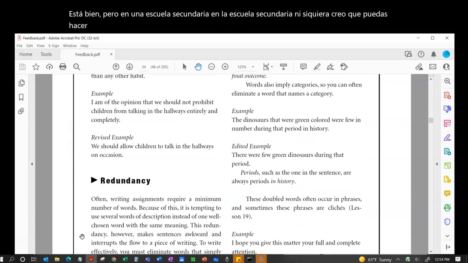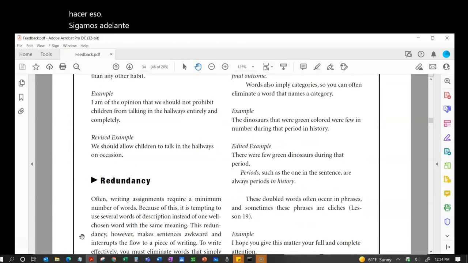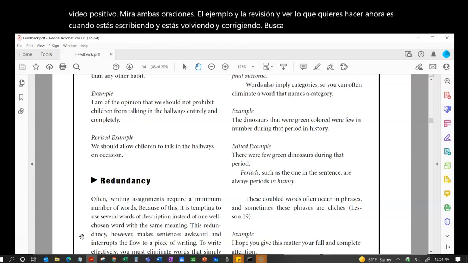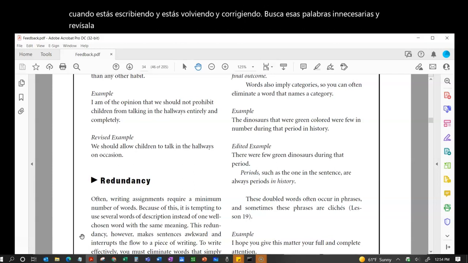Let's keep going. But did you see the example of the unnecessary words? Take a moment, pause the video, look at both of those sentences, the example and the revise. What you want to do now is when you're writing and you're going back and proofreading, look for those unnecessary words and revise it to make it clear, okay? So those are unnecessary words, words that just don't have to be there, okay?